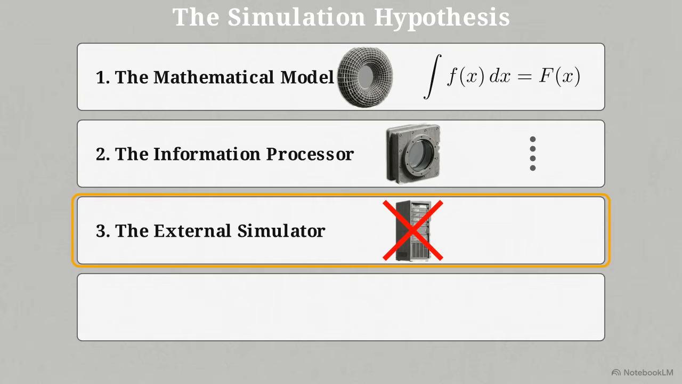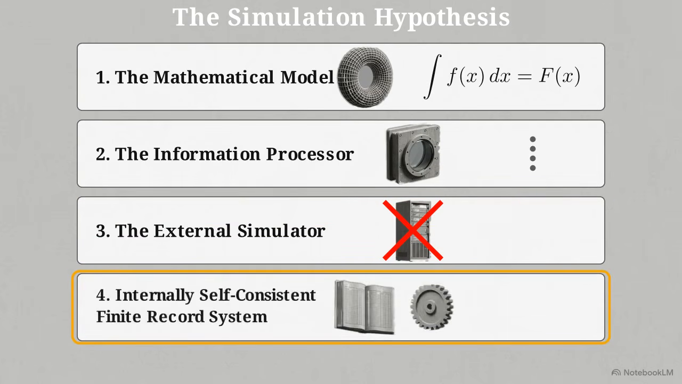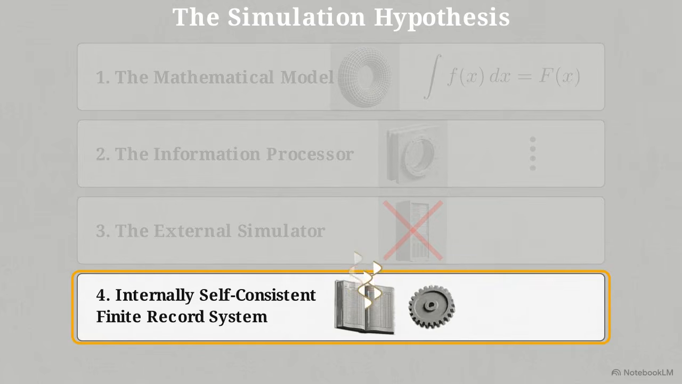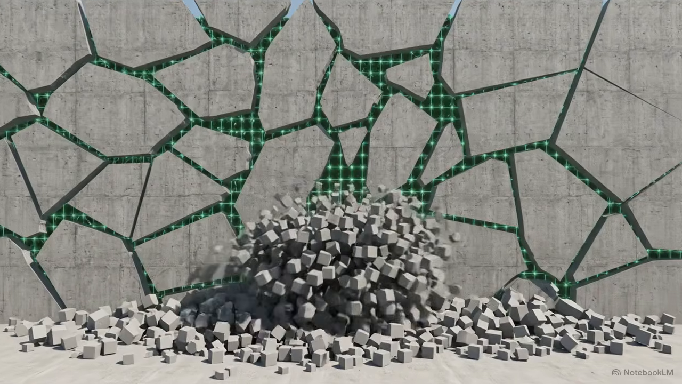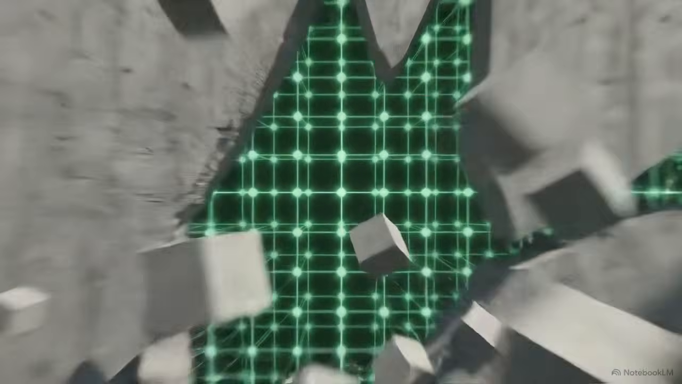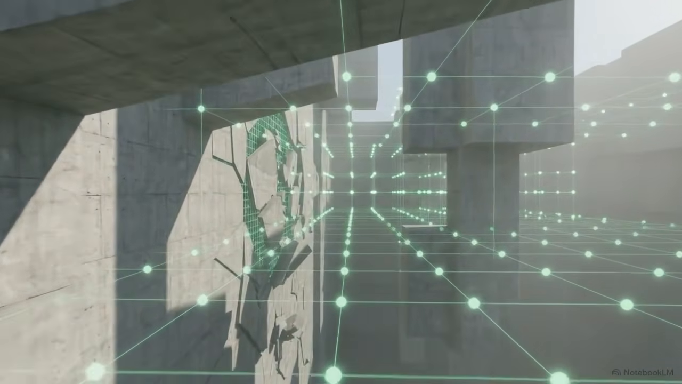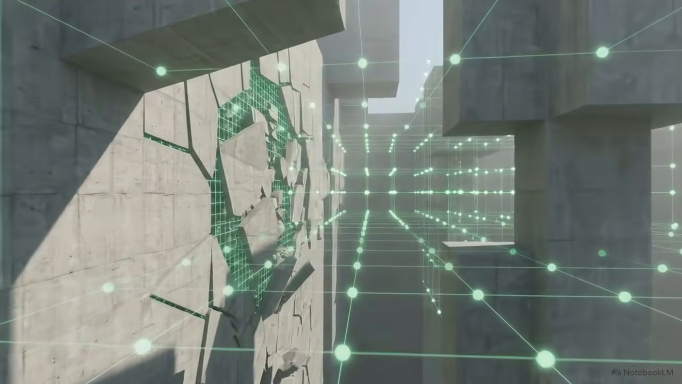The third category is the sci-fi trap, the external simulator. This claims there is a server rack in some higher dimension running a universe executable file. We can cross this one out entirely. Instead, we focus on the fourth category, the internally self-consistent finite record system. This model adopts the same state-dependent update and resource constraints used in modern thermodynamic physics. By shifting to this fourth definition, we leave the matrix behind and enter a theoretical framework called Finite Distinction Systems, or FDS. FDS starts by throwing out the assumption that reality is an infinitely detailed, perfectly continuous backdrop.